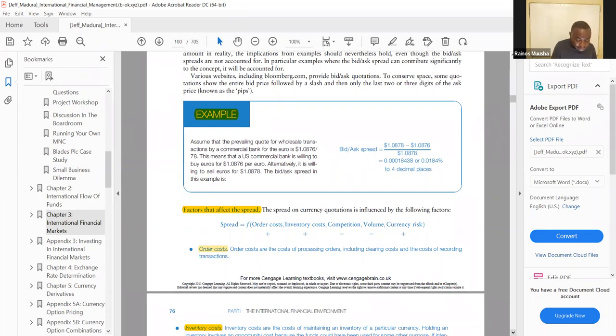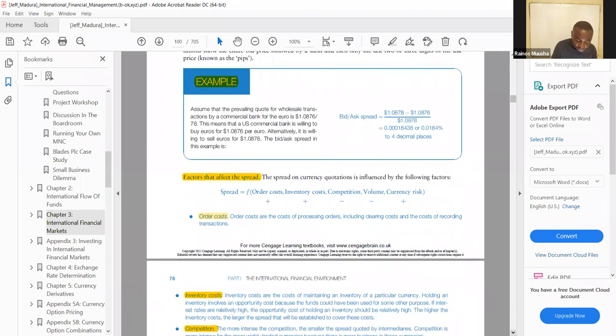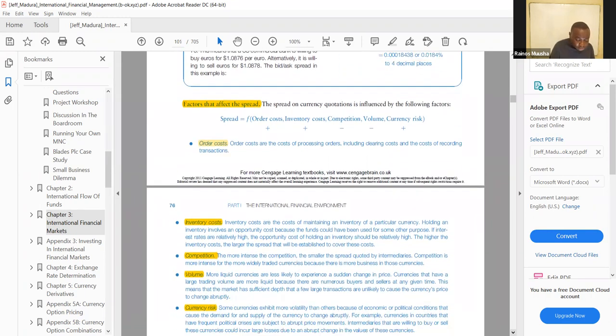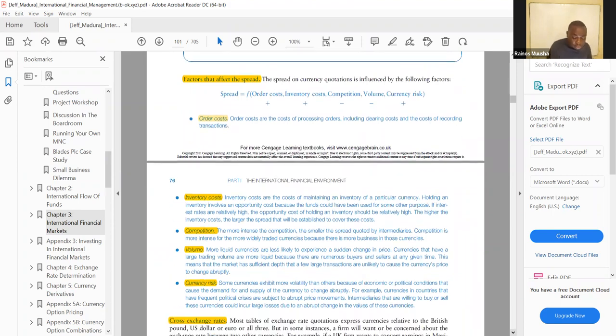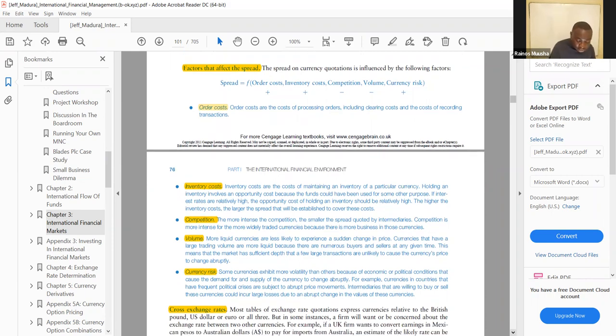So here they look at the factors that affect the spread. The first factor that affects the bid-ask spread is the order cost. There they say, order costs are the cost of processing orders, including clearing costs and the cost of recording transactions. Another factor that can result in a higher bid-ask spread is the inventory costs. The inventory costs are the cost of maintaining an inventory of a particular currency. Holding an inventory involves an opportunity cost because the funds could have been used for some other purpose. So the higher the inventory cost, the higher the bid-ask spread.